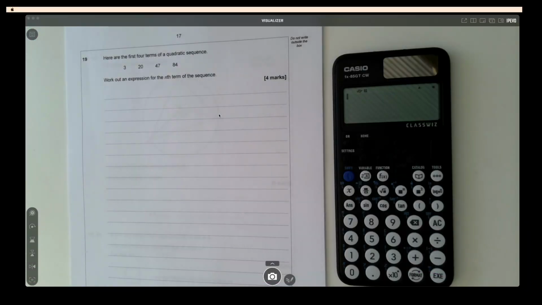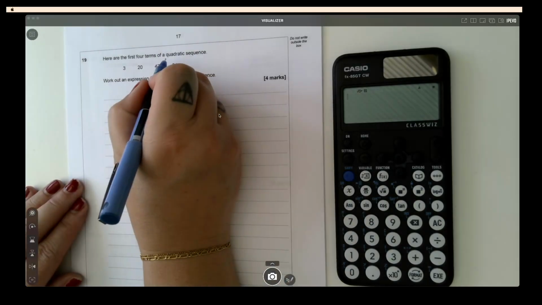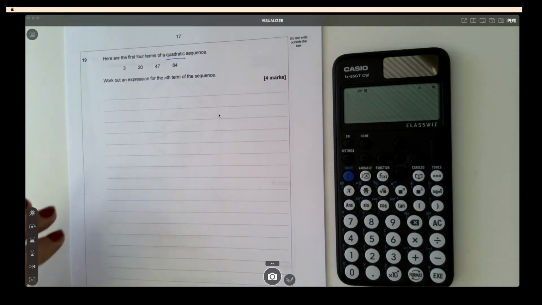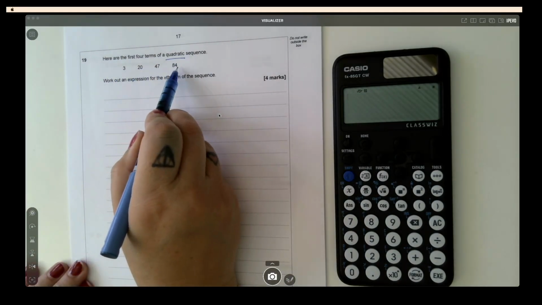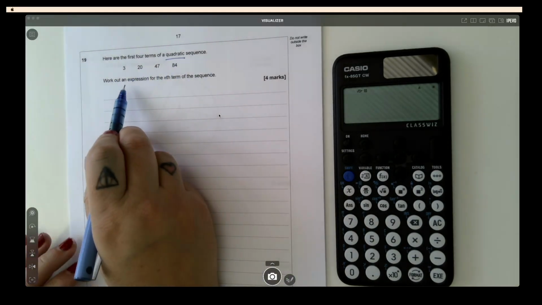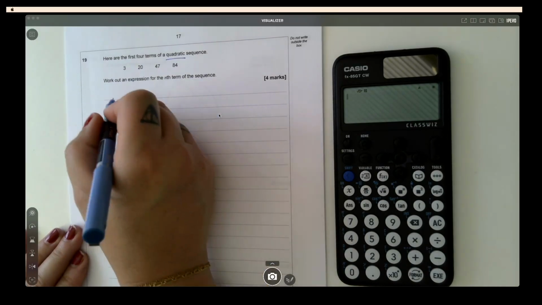Question 19. Here are the first 4 terms of a quadratic sequence. So knowing that it's a quadratic sequence is important. 3, 20, 47 and 84. Work out an expression for the nth term of the sequence.